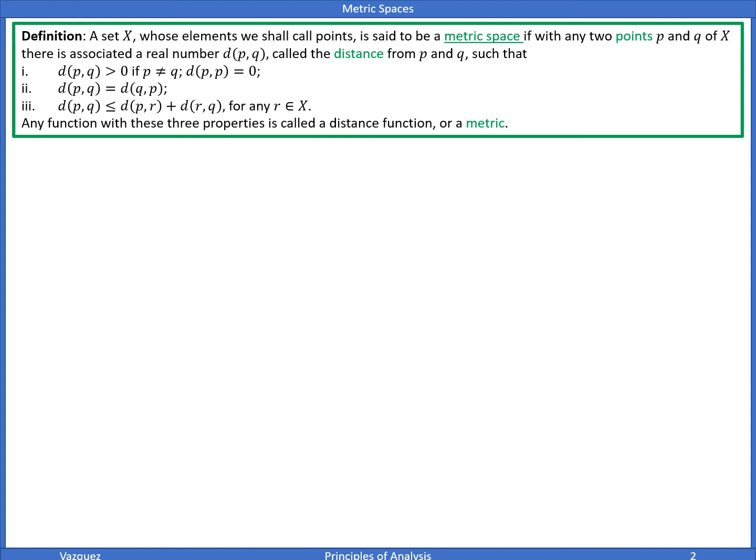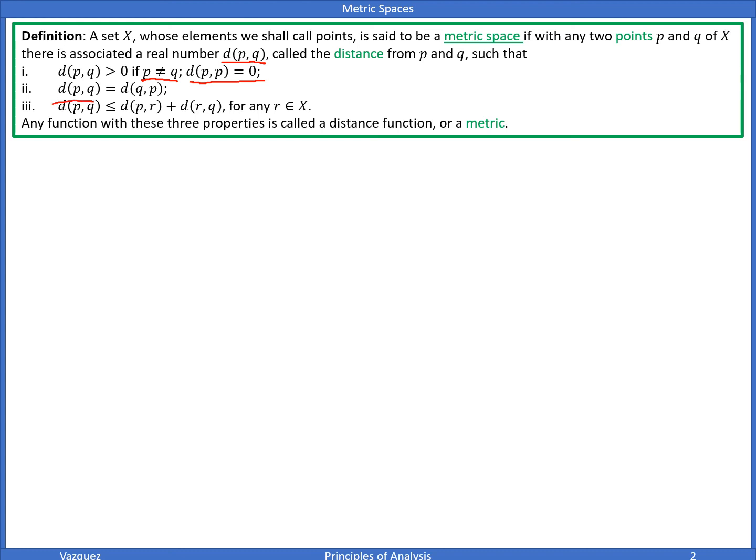if with any 2 points P and Q of X, there's an associated real number. Here we call this the distance between P and Q, such that the distance between any 2 points is always greater than 0 if P is not equal to Q, and the distance is 0 only if we're taking the distance of a point with itself, right? So this is sometimes called a distance function. Between any 2 points there's a distance, it's always positive, or non-negative, I should say.